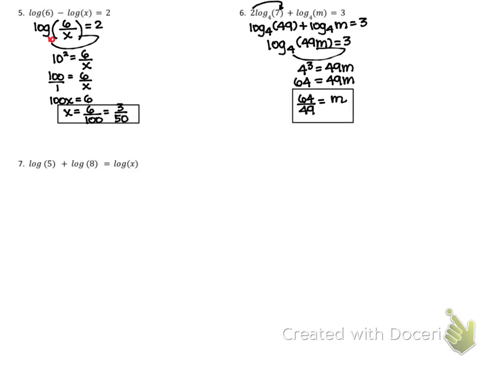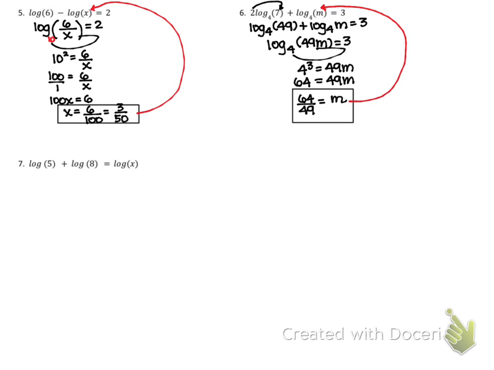Now, one of the things to keep in mind is that for logarithms, you can't have log of 0. That's not possible because of the rules of exponents. And you can't take log of a negative number. So I keep checking: if I plug this into my m location, am I taking log of 0 or log of a negative? If I am, I cross it off. It's not going to work. But with all of these, they've worked so far. So I am checking them just to make sure.